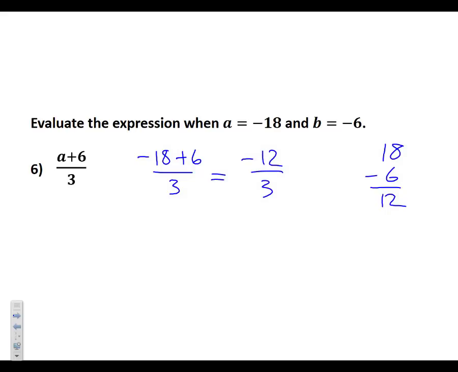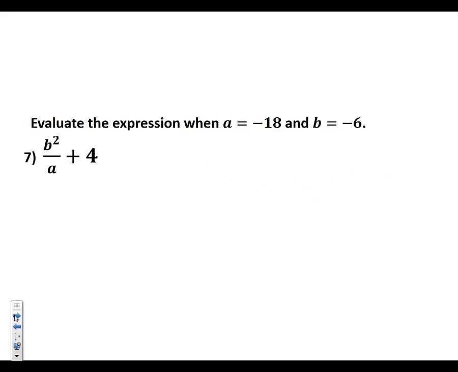And now we're dividing, and we're dividing a negative by a positive. We know that the answer will be negative, and 12 divided by 3 is 4. I gave you the answer there. So our answer is -4. Our next example, B squared divided by A plus 4. So again, substituting our values. Now it says B is squared, and we've learned a couple different ways of doing squaring.